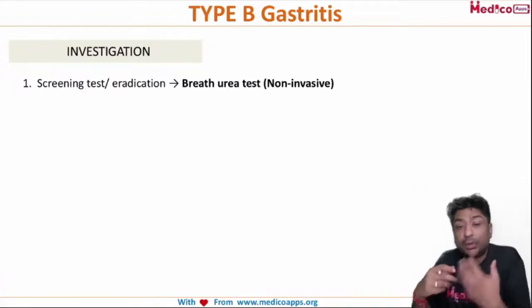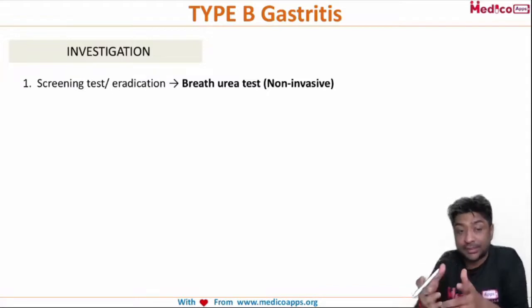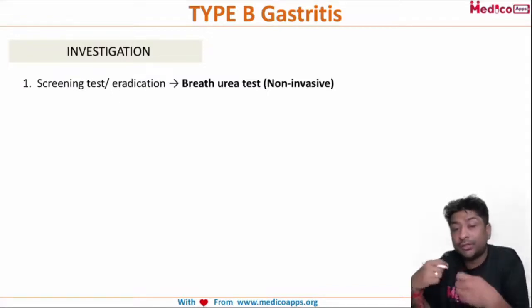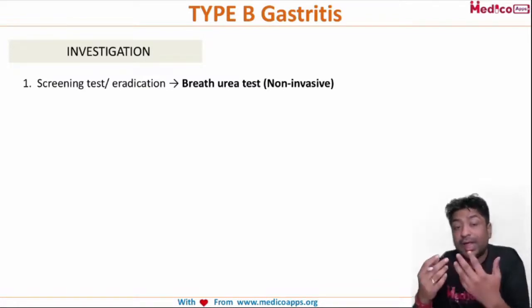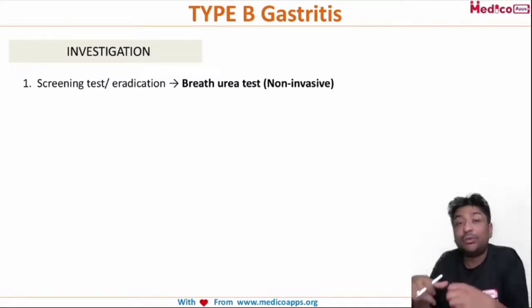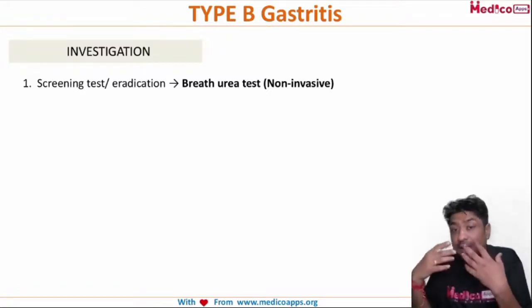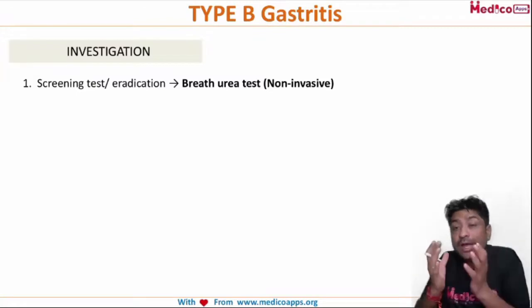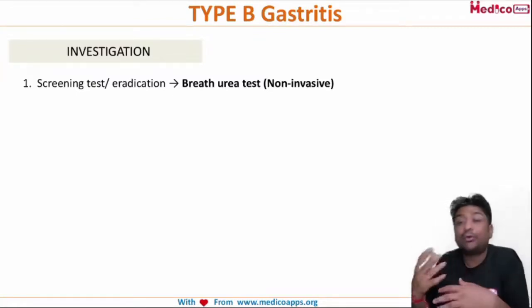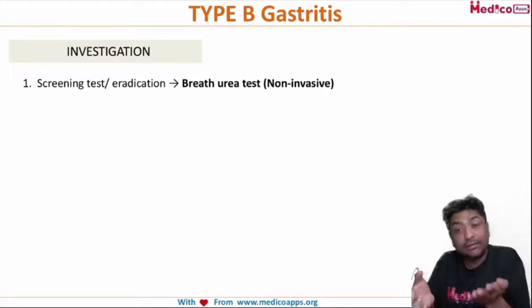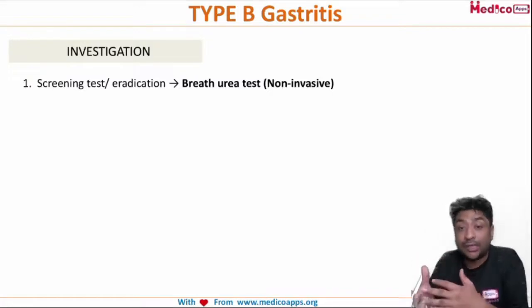Here you are asked to exhale in a balloon-like bag, and the amount of carbon dioxide you exhale is measured. Then you are given a lemon-flavored solution. Basically this solution has urea, and because this H. pylori bacteria produces urease, it will split the urea which you have just drunk into carbon dioxide and ammonia. After drinking that fluid, you are asked to again exhale in the bag, and the amount of carbon dioxide you have exhaled is measured. So earlier, before urea, and then after urea, if there is an increased amount of carbon dioxide after taking urea, then that comes positive.